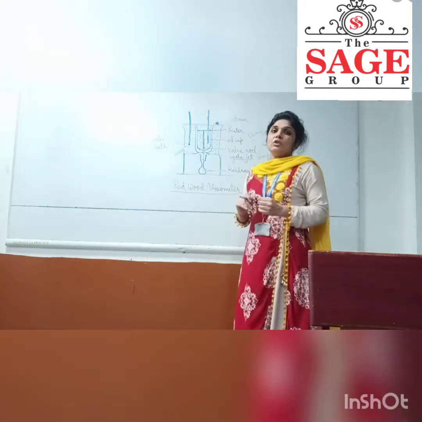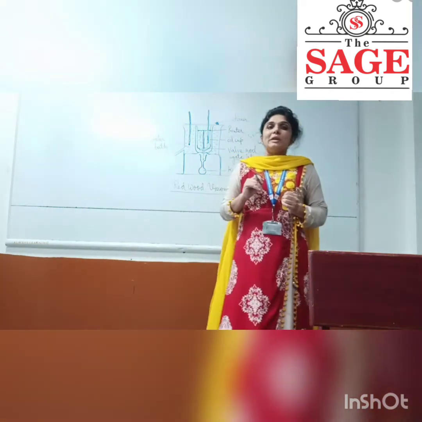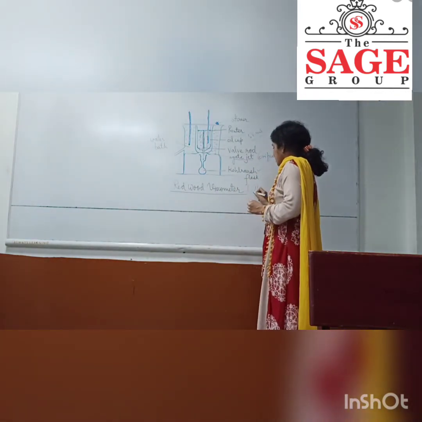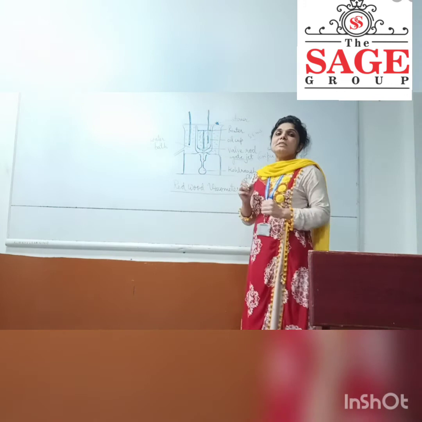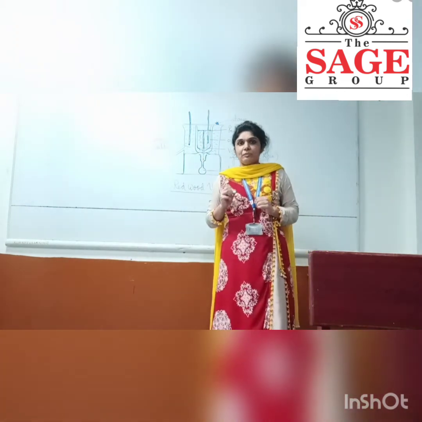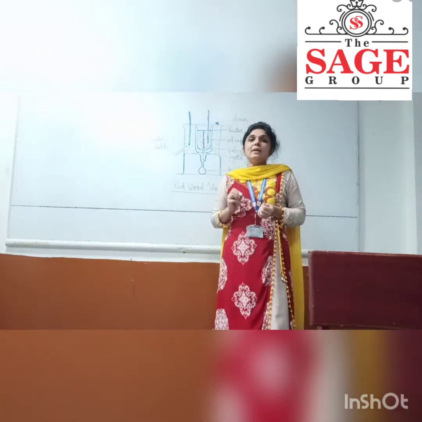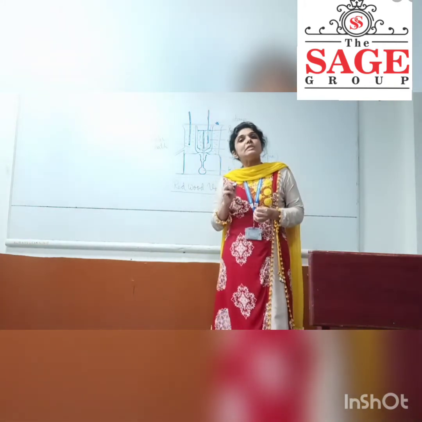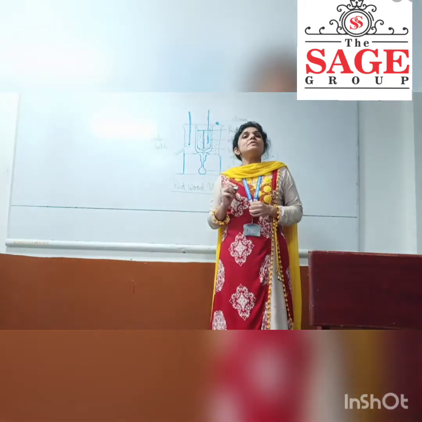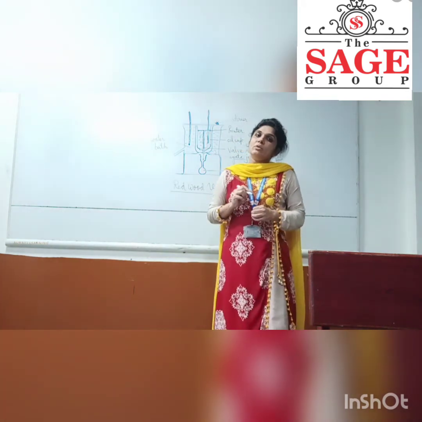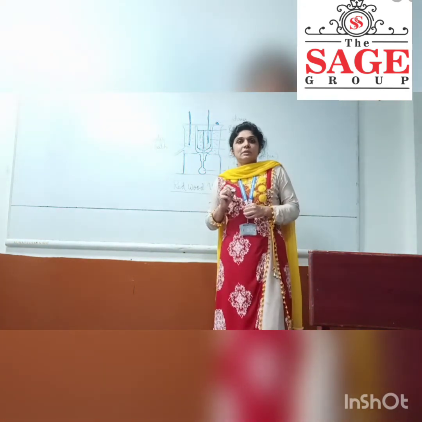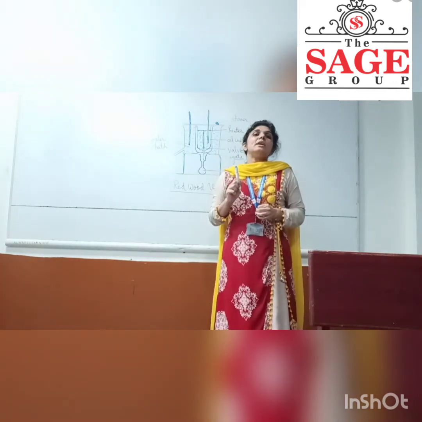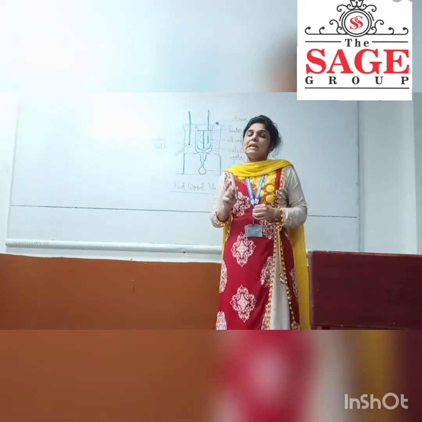Now at the start of the lecture I told you that the Redwood viscometer is of two types, Redwood viscometer 1 and Redwood viscometer 2. So what is the difference between them? The main difference is that Redwood viscometer 1 is used to find the viscosity of thin oils, and Redwood viscometer 2 is used to find the viscosity of thick oils.